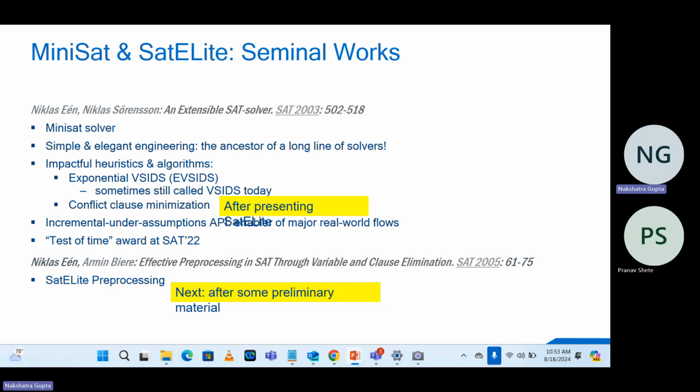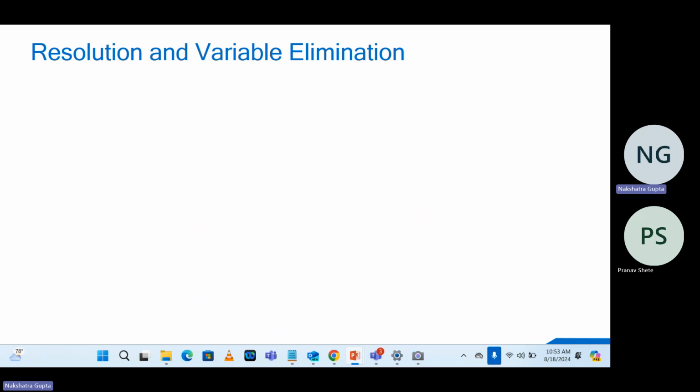Now I'm going to talk about satellite processing, then about conflict-clause minimization. But before that, I want to present to you the notion of resolution, because these techniques affect resolution, and also variable elimination.